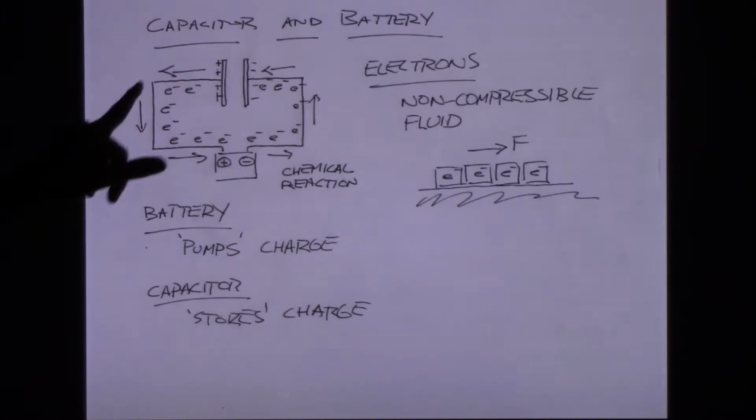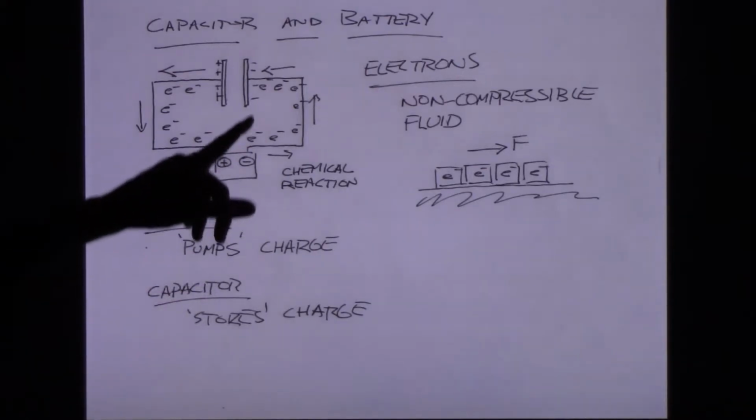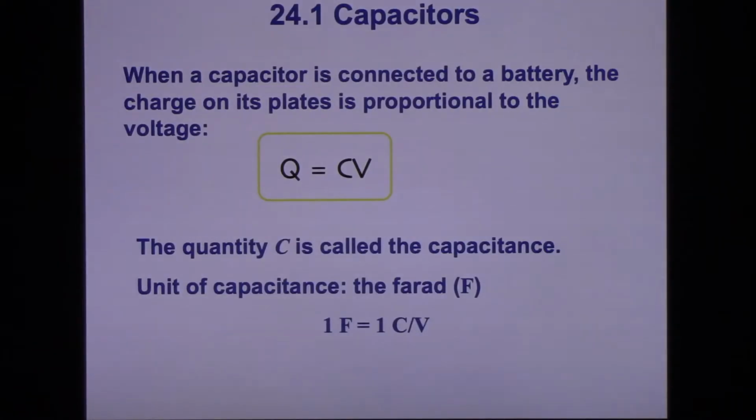But if I look at the wires, every location, every section of wire that I look at, the electron number and the proton number balance. So there's no net charge buildup. The only place we are seeing the charge buildup is on the capacitor plates. All right. Important to think in those terms every time we look at these circuits.